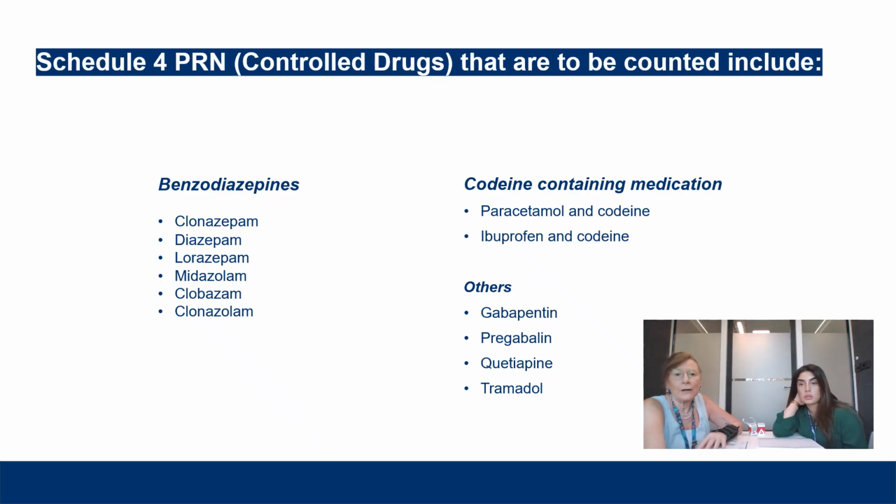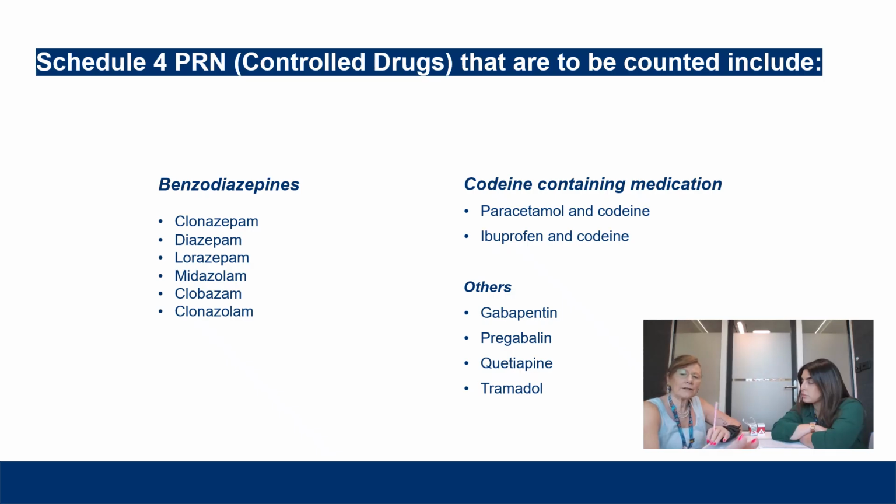Okay. Can you give me an example of pure codeine? Yeah, just codeine. So it's actually just titled codeine? Yeah. Schedule 4 or controlled drugs that are to be counted include the benzos like clonazepam, diazepam, lorazepam, midazolam, clobazam. Your codeine-containing meds are things like Panadeine Forte, which contains paracetamol and codeine. And you count those? Yes, or your ibuprofen and codeine, so those mixed pain relievers.